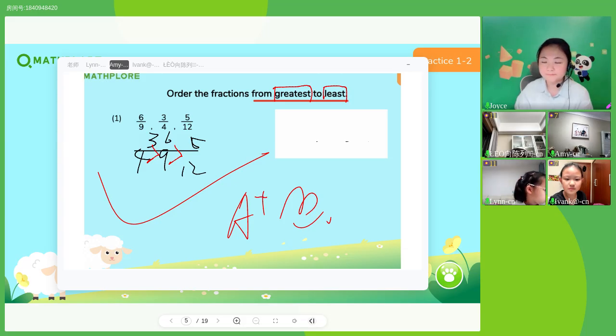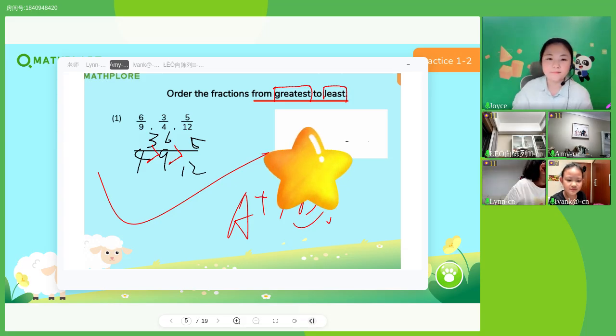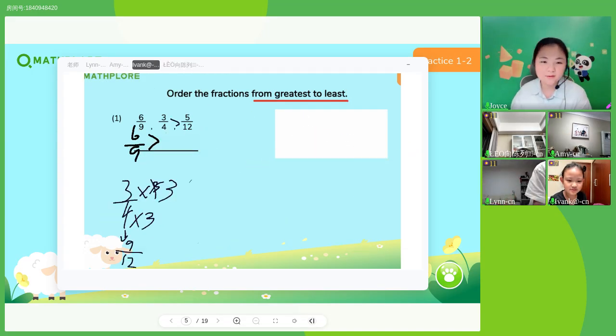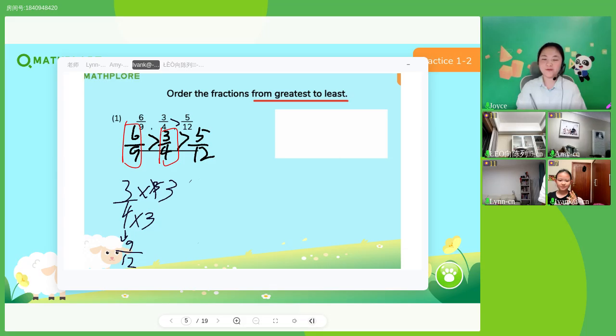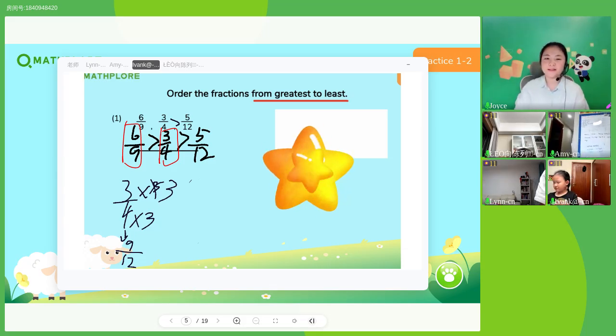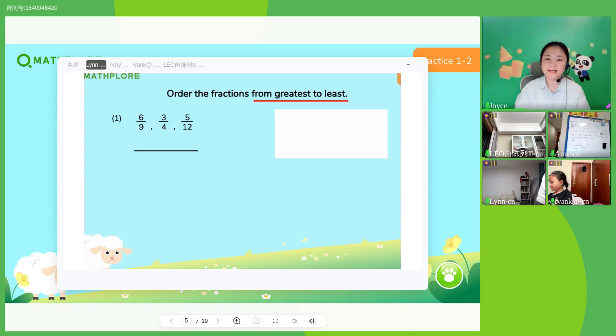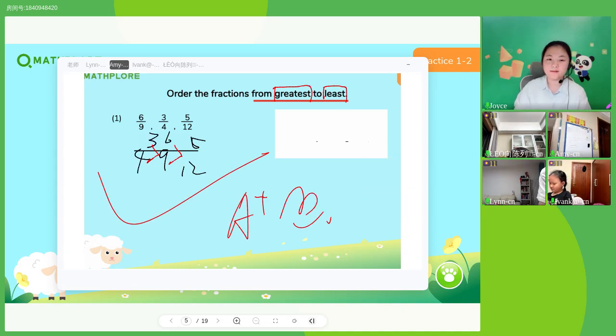What about you, Ivanka? Okay, actually this one is the greatest one, and this one should be in the middle. So everyone, let's check it together. See?